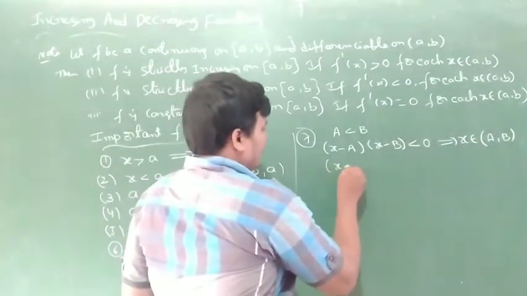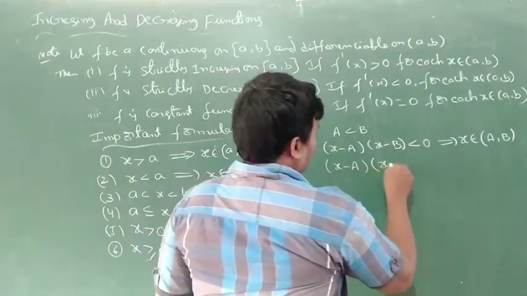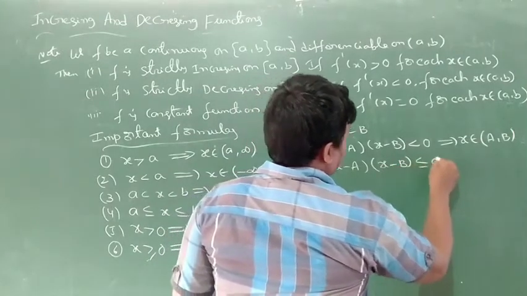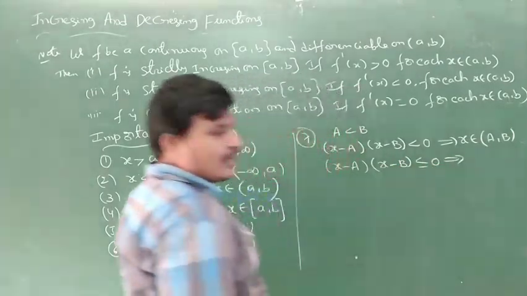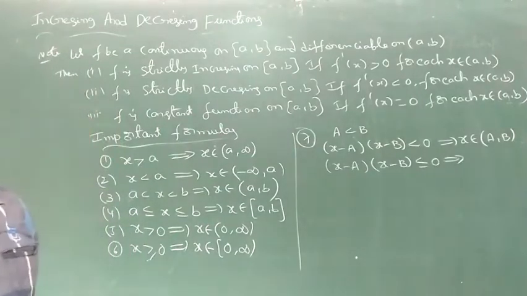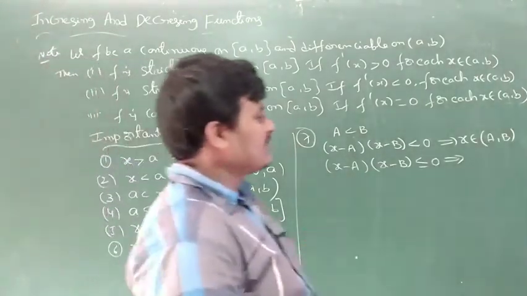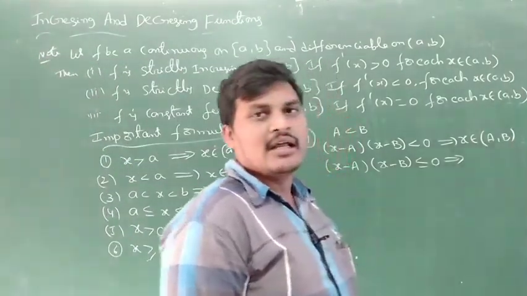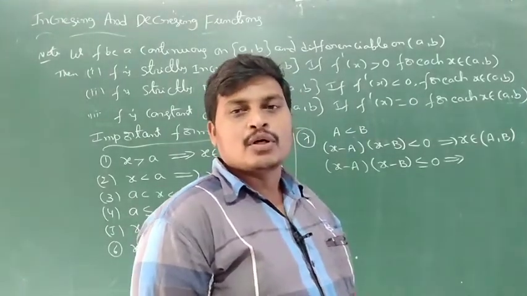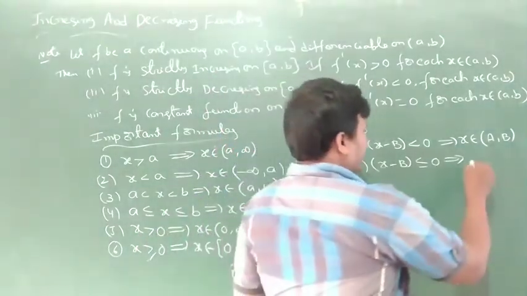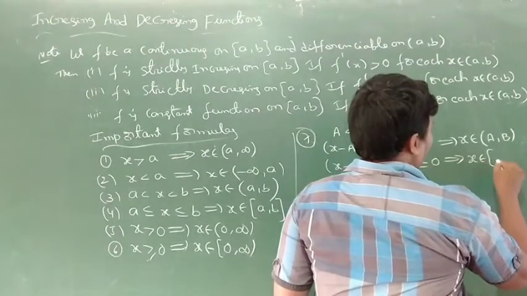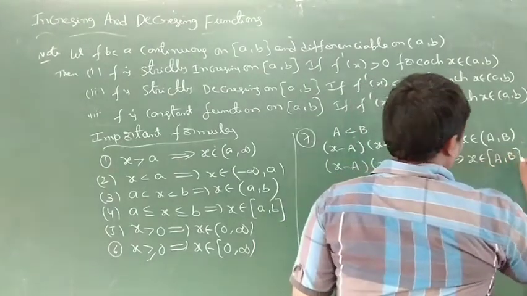Next, x minus a into x minus b is less than or equal to 0. What is the difference between less than and less than or equal to? Less than means only open interval, less than or equal to means closed interval. That is the difference. X belongs to closed interval a comma b.